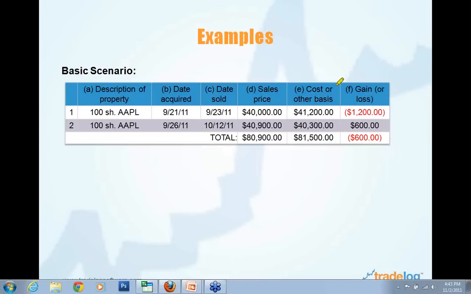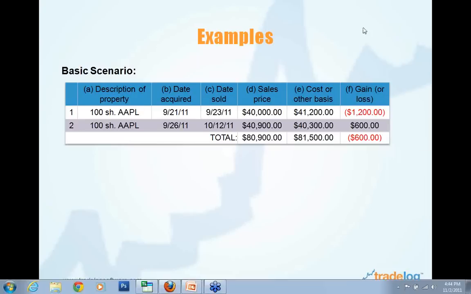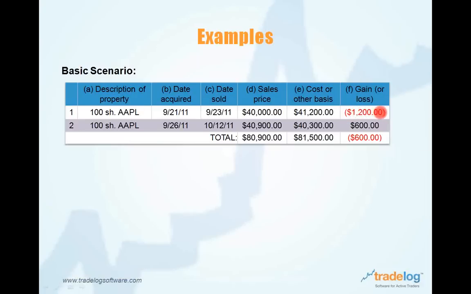Okay, great. So notice here that we have a very basic scenario. We have 100 shares of Apple that were bought on September 21st, and they were sold on September 23rd. Now, again, this is like an ideal world. The trader bought 100 shares, sold 100 shares. But we're going to use this for a basic start. Now, we notice the resulting loss was $1,200 on this particular trade.